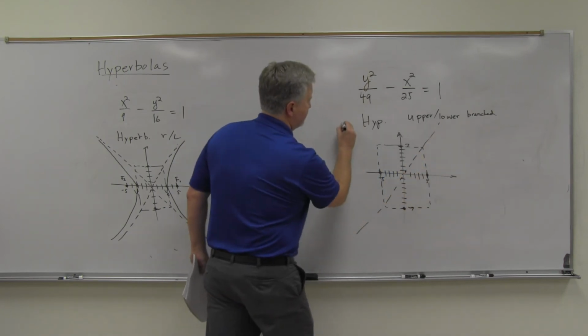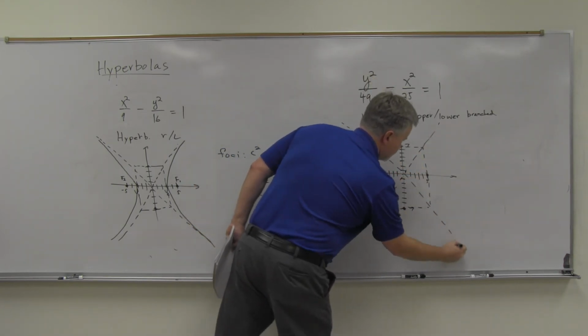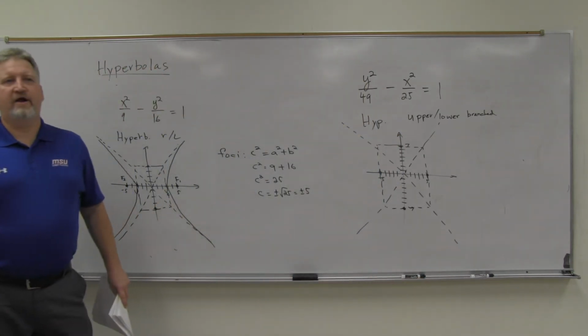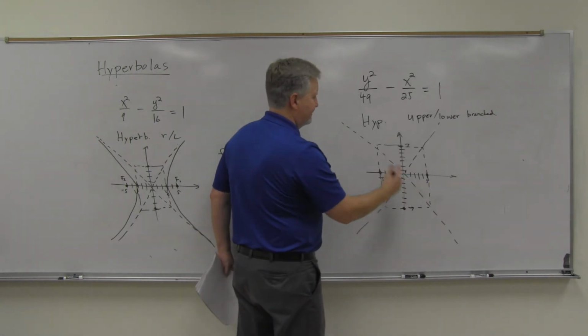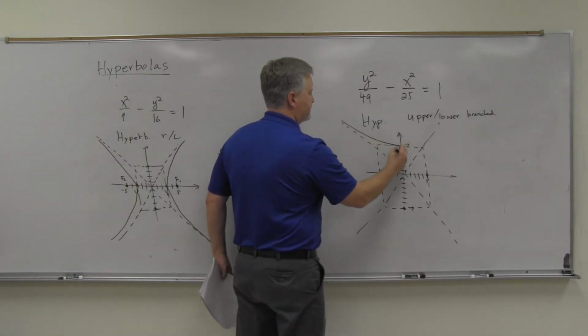That's what I like to see. Drawing these. But since it's upper and lower branched, up here and down here instead of over here and here, right? It's y squared first, that's how I know that.